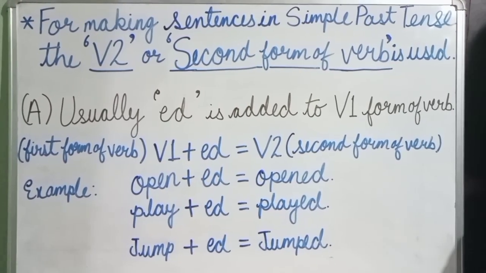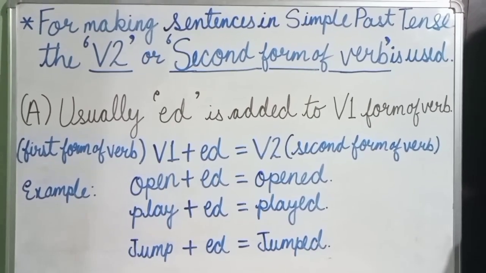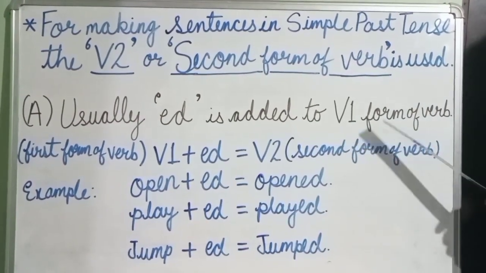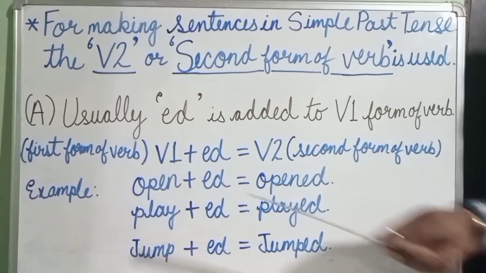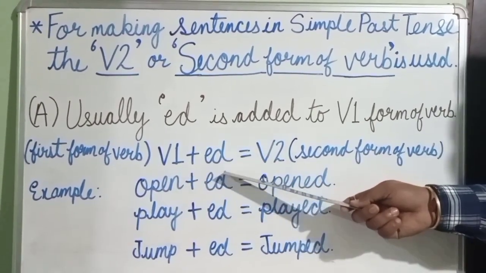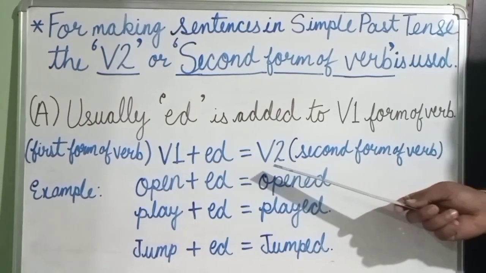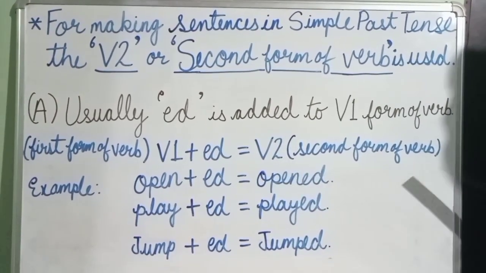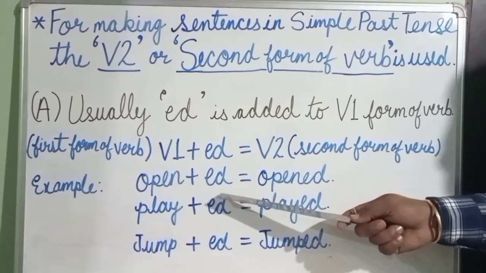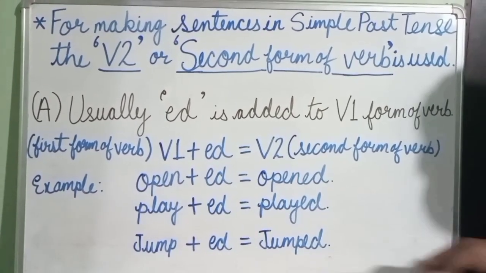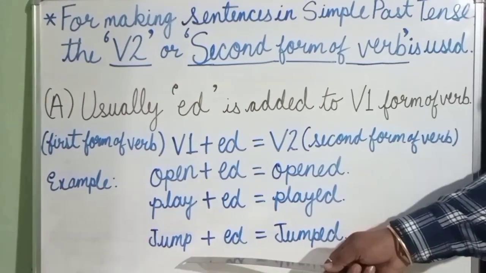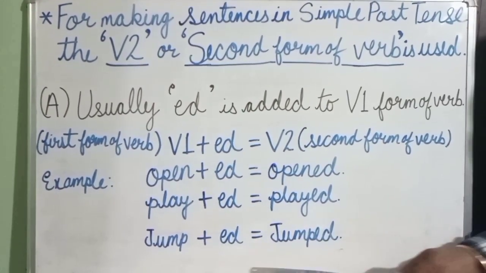Now, for making the second form of verb, usually ed is added to the first form of verb. That is, V1, the first form of verb, plus ed changes to V2, the second form of verb. For example, open plus ed becomes opened. Play plus ed becomes played. Jump plus ed becomes jumped.